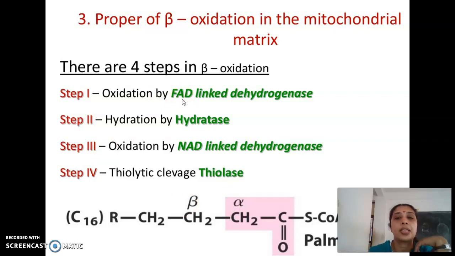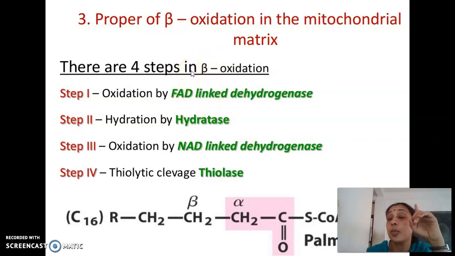Right. Step 1 is oxidation. Oxidation is also known as dehydrogenation. So the first and the third steps are dehydrogenation. But there is a difference in the dehydrogenating coenzyme. That is, the first step is acted upon, or the removal of hydrogen atoms is carried out, by FAD.